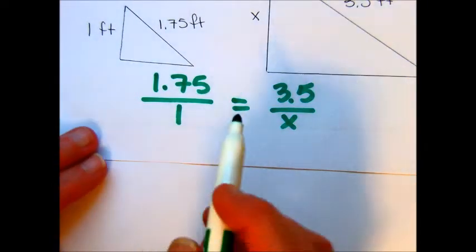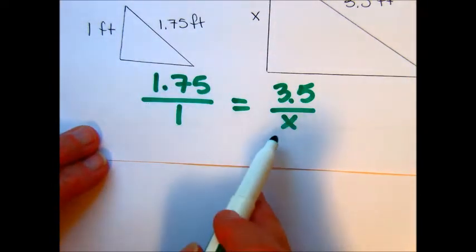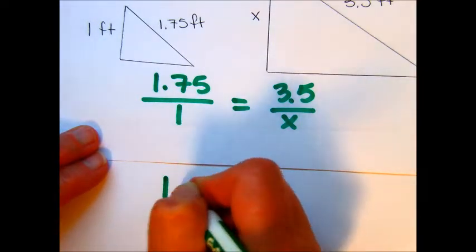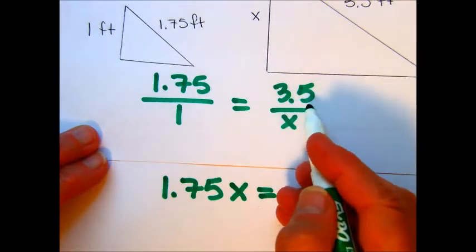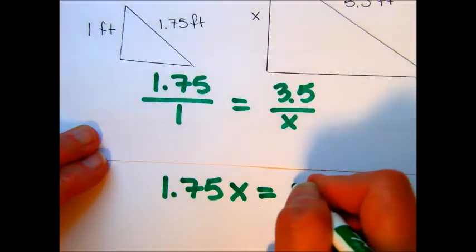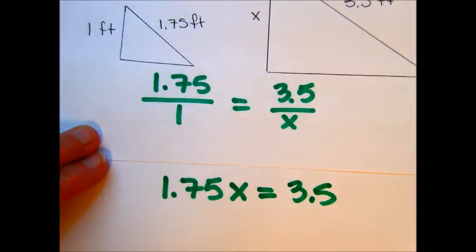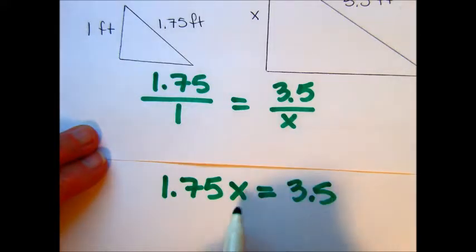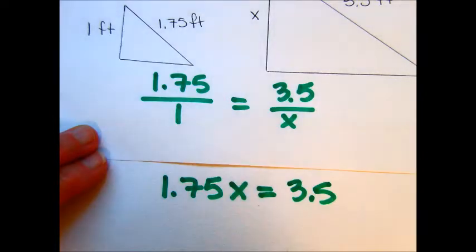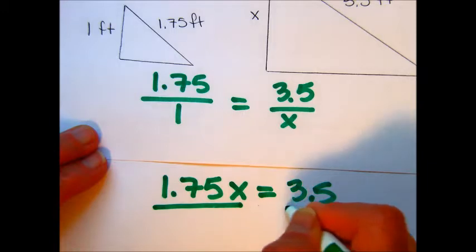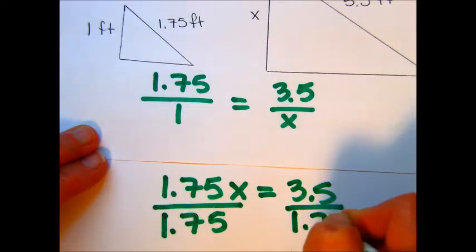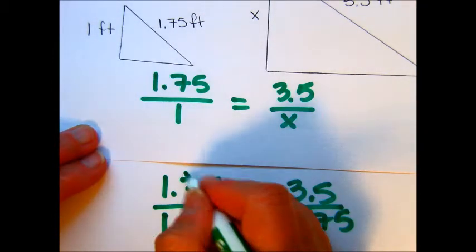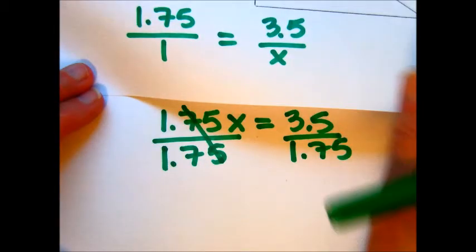Now we're going to cross multiply. 1.75 times x. That's going to give me 1.75x. 1 times 3.5, well, that's the same thing as 3.5. And to isolate the x, I'm going to divide by the number that's multiplied to that x so that it gets canceled. And remember, if we divide by one side, we have to divide by the other side. So this is going to cancel, and I'm left with x.